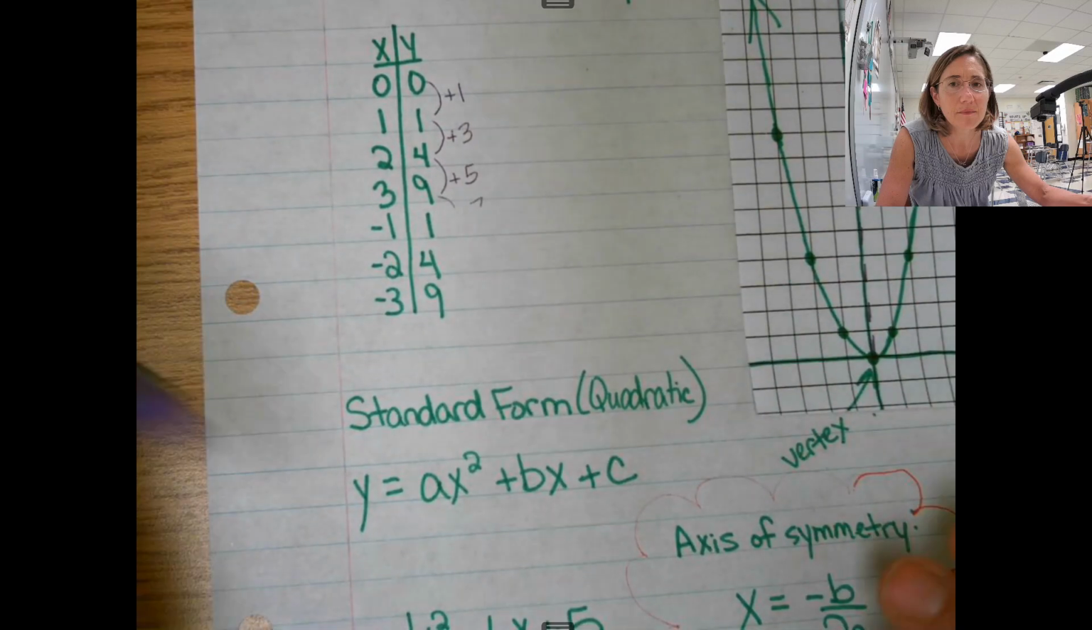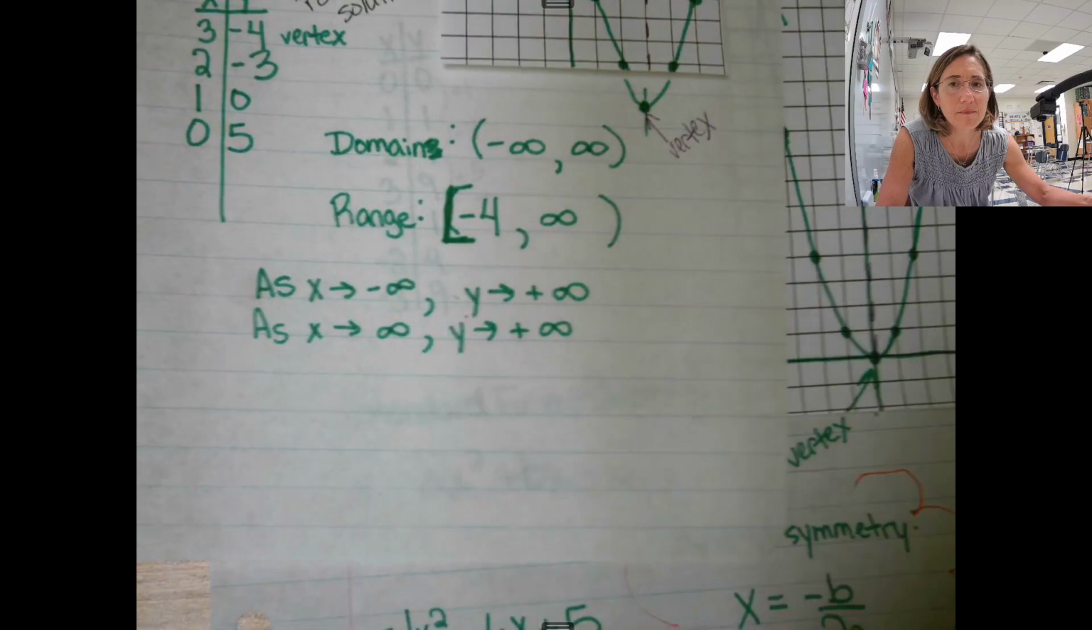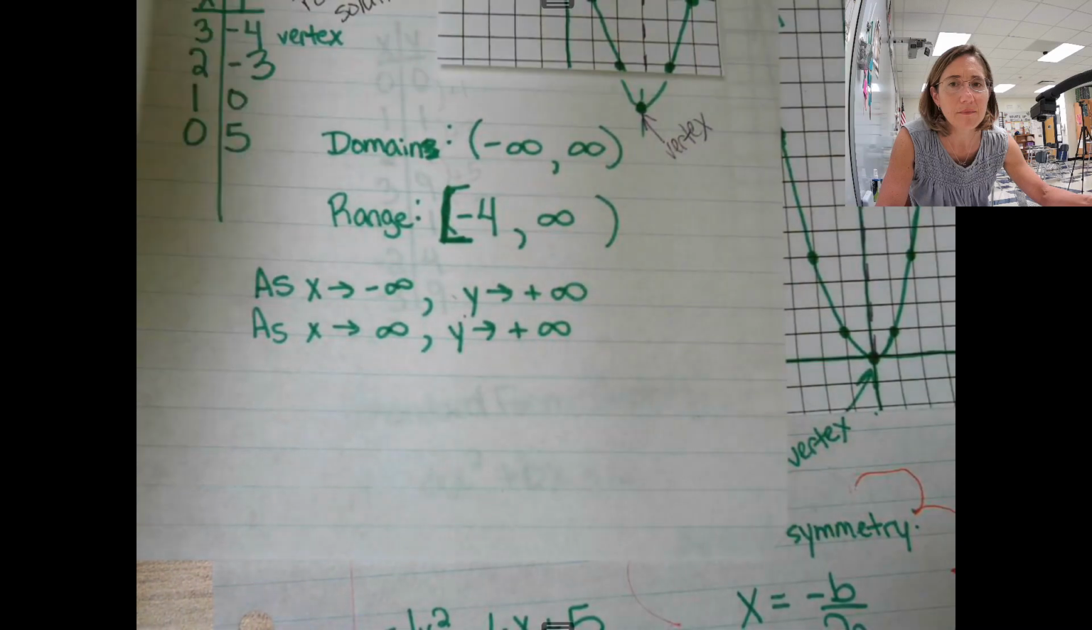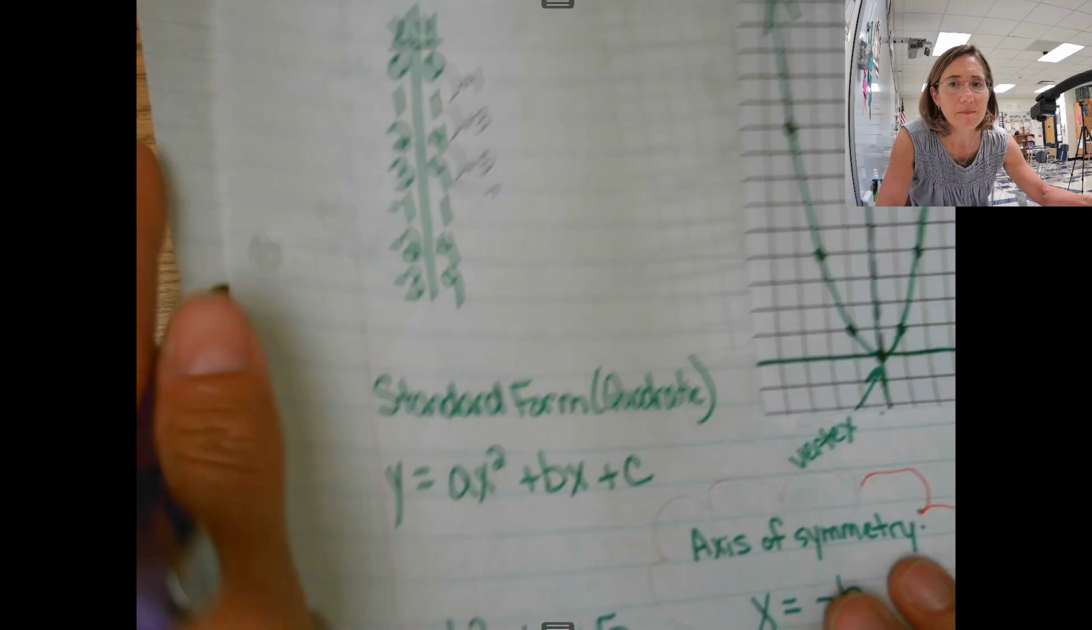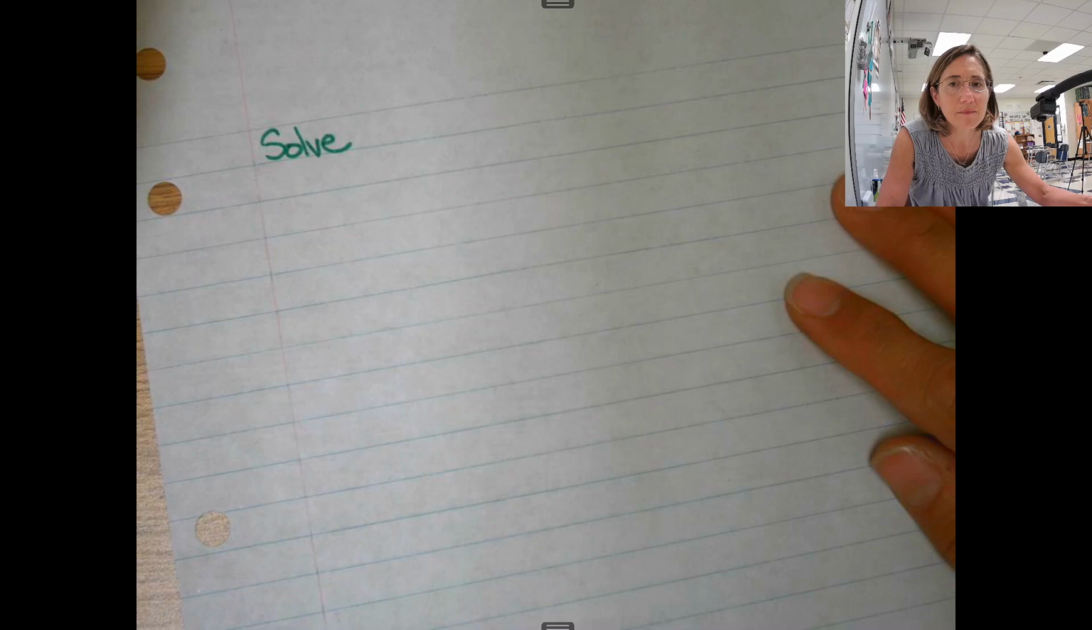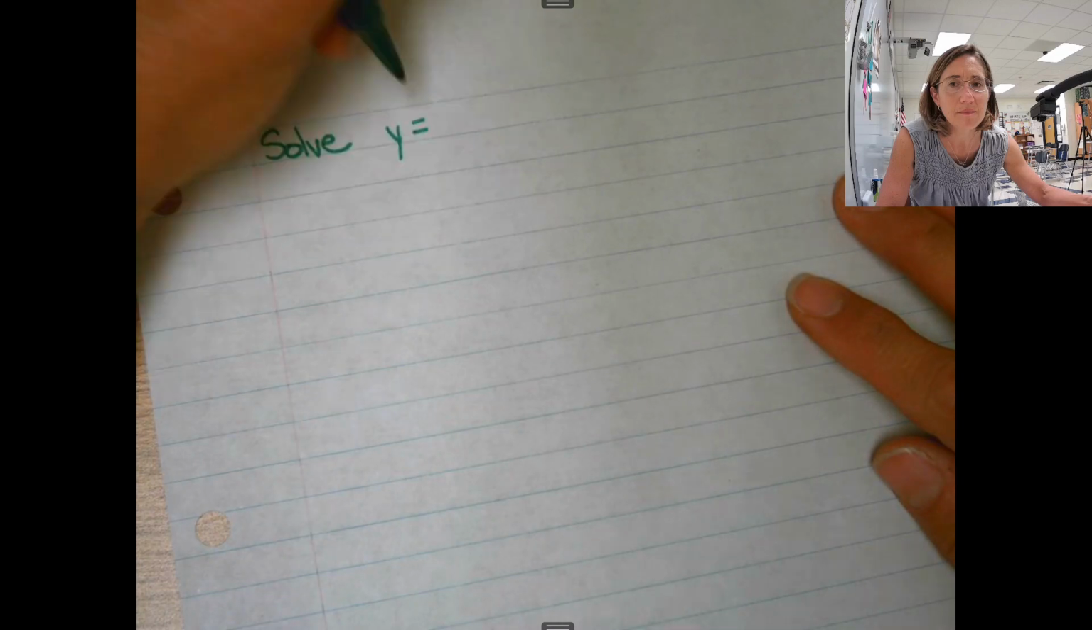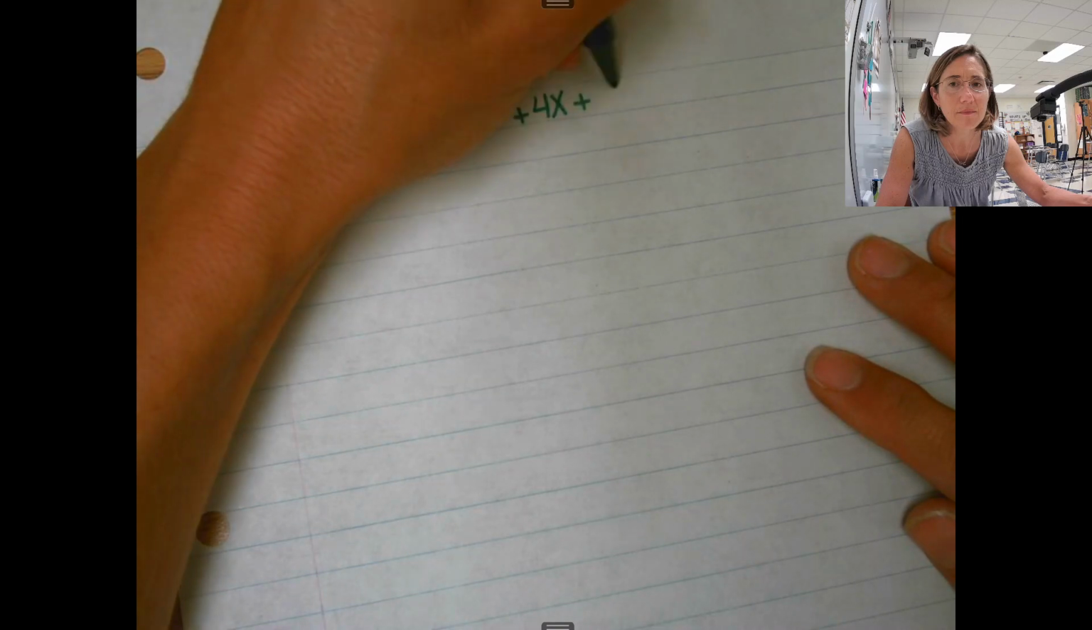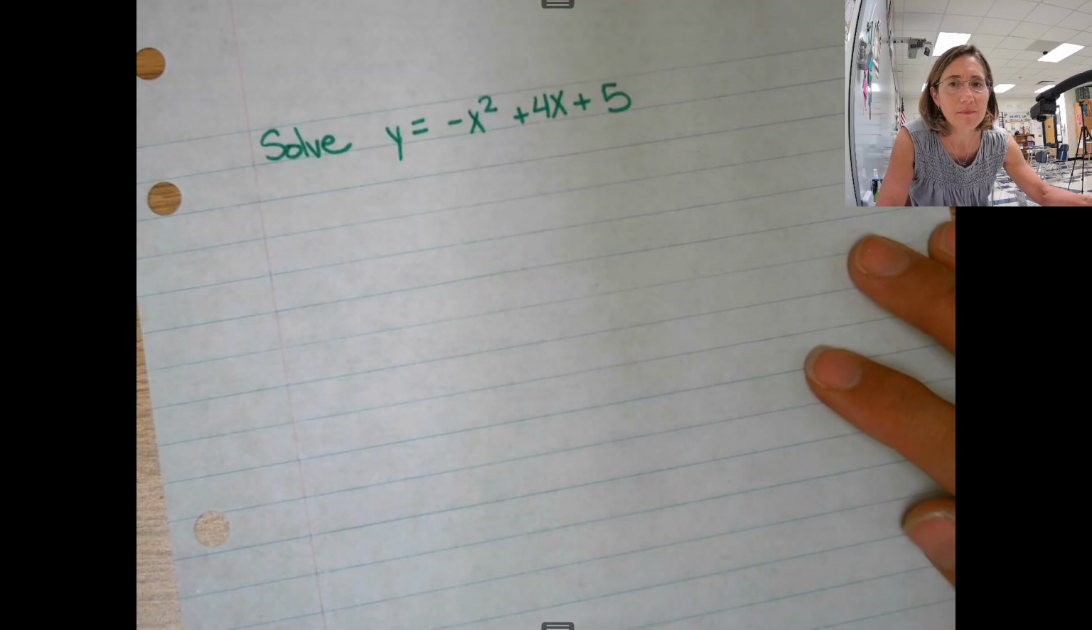Okay, so the next thing I need to talk about is solving quadratic equations, because that's what the title of this section is. So we're talking about graphing the parabolas. What does that have to do with solving them? So let's say we are going to solve, how about y equals negative x squared plus 4x plus 5. We're going to solve that.